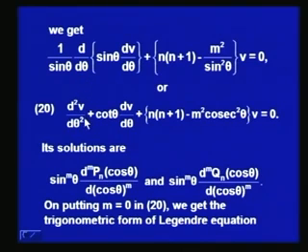Or we will have this d square v over d theta square plus cot theta dv over d theta plus n into n plus 1 minus m square over sin square theta into v equal to 0, and hence its solutions are sin theta raised to the power m into the mth derivative of Pn cos theta over d cos theta raised to the power m, and sin theta raised to the power m into the mth derivative of Qn cos theta over d cos theta raised to the power m. If we put m equal to 0 in this equation 20, then we shall get the trigonometric form of the Legendre's equation.